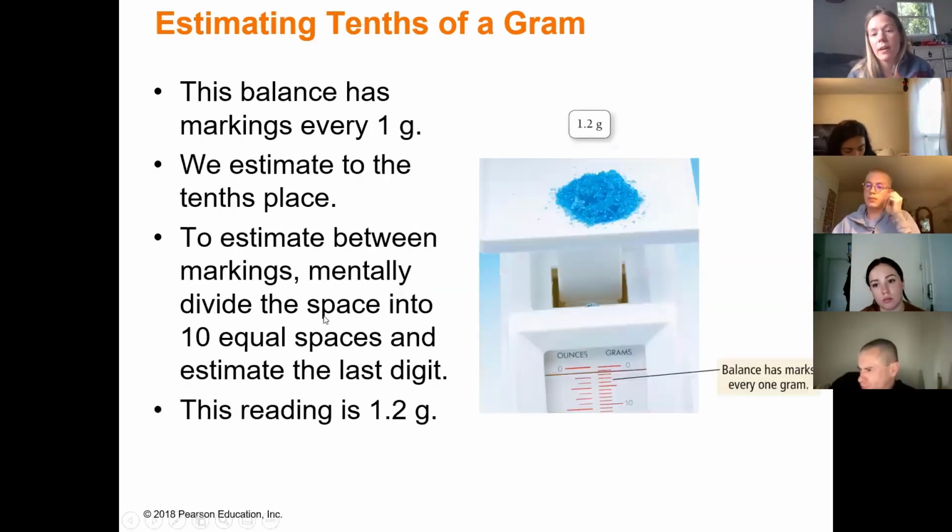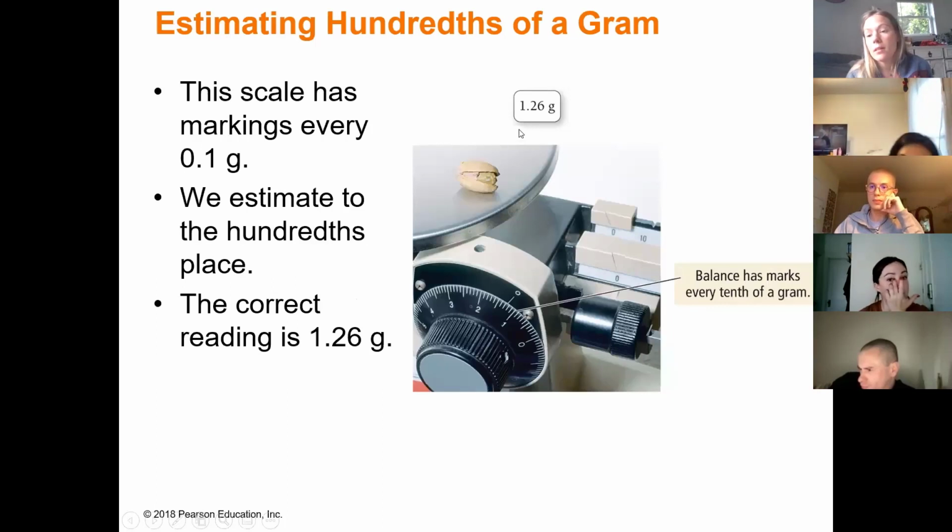We like precision, right? This is kind of a crappy scale. This is a much better scale. The scales that we have in our labs at AV Tech go out to the 4th decimal place. So even more precision, we like that.